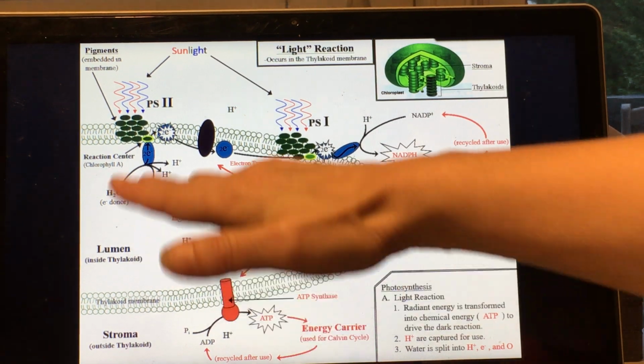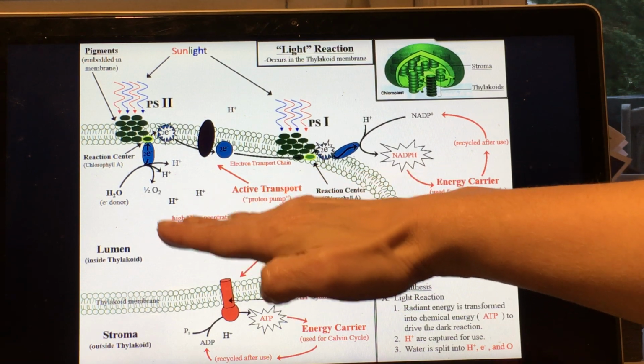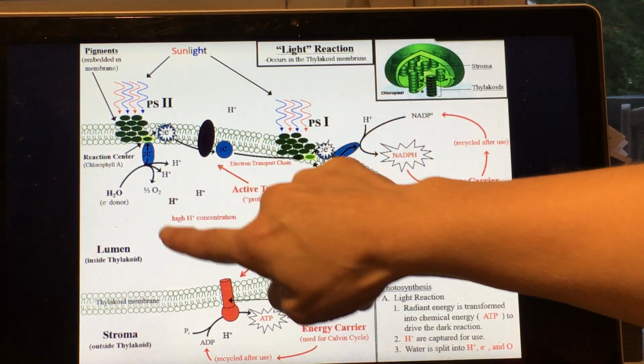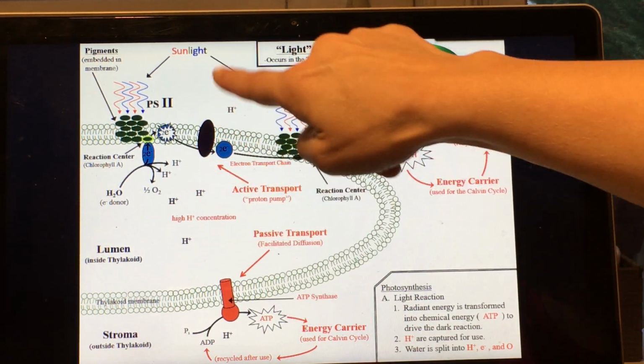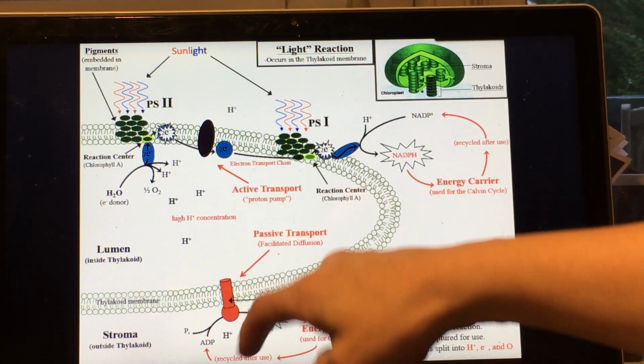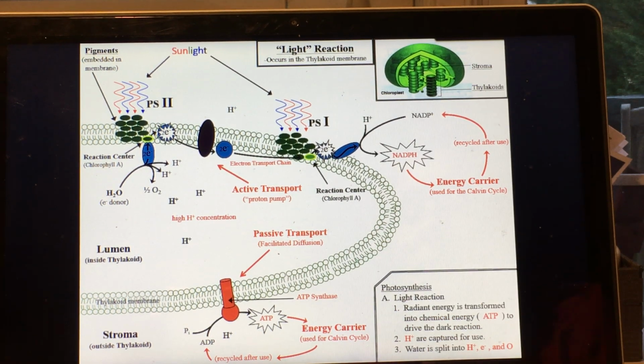Now, all along, this is creating this high concentration of hydrogen ions on the inside. It doesn't reach equilibrium during the day as long as there's sunlight. And because you have more hydrogen ions on the inside than the outside, it's going to constantly be diffusing through ATP synthase, constantly producing ATP all day long.